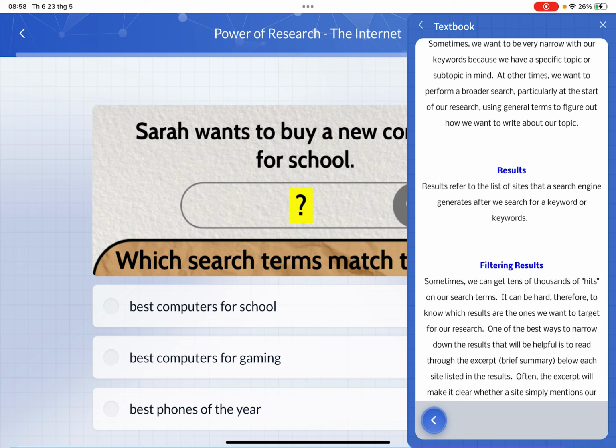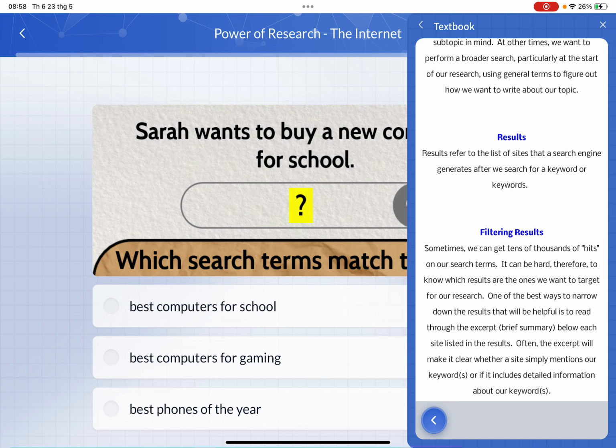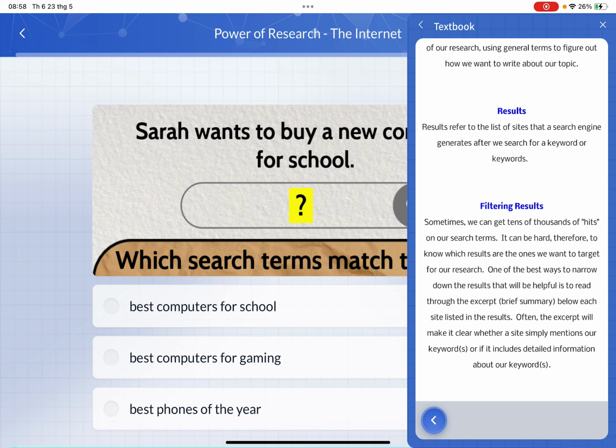And then the result. Well, result refers to the list of sites that a search engine generates after we search for a keyword or keywords. Sometimes we can get 10,000 hits on our search term, and it can be hard. Therefore, to know which results are the ones we want to target for research, one of the best ways to narrow down the results is to read through the excerpt, which is a brief summary below each site listed in the result.